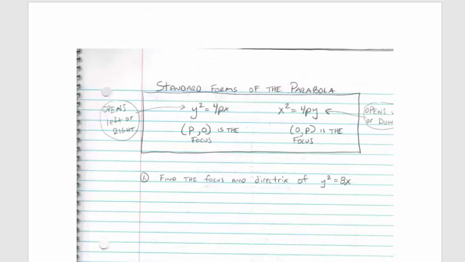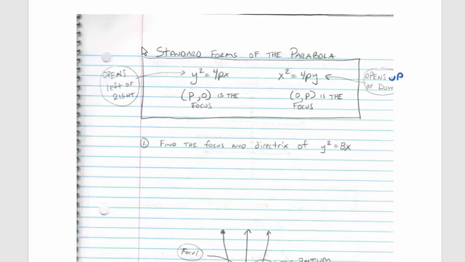Okay, so now we're going to look at the standard forms of the parabola, just like we had standard forms for the ellipse and the hyperbola. We're going to take a look now at the standard forms of the parabola. Just like we had standard forms for both the ellipse and the hyperbola, we're going to have standard forms of the parabola.